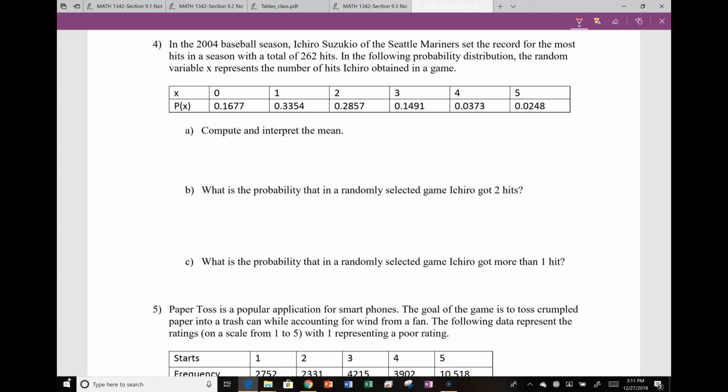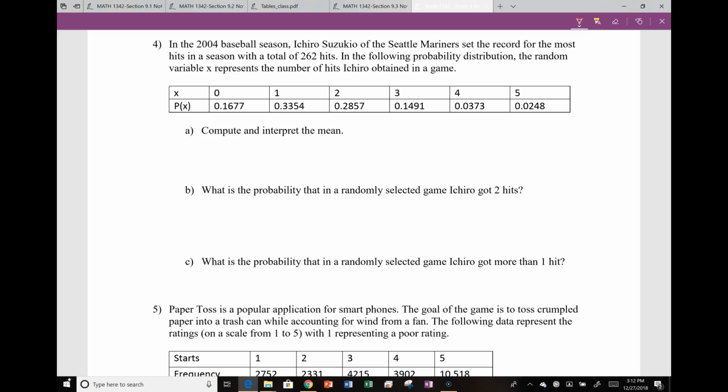We want to continue working through the review, starting with number 4. In the 2004 baseball season, one of the Seattle Mariners set the record for the most hits in the season, with a total of 262 hits. In the following probability distribution, the random variable x represents the number of hits he obtained in a game.